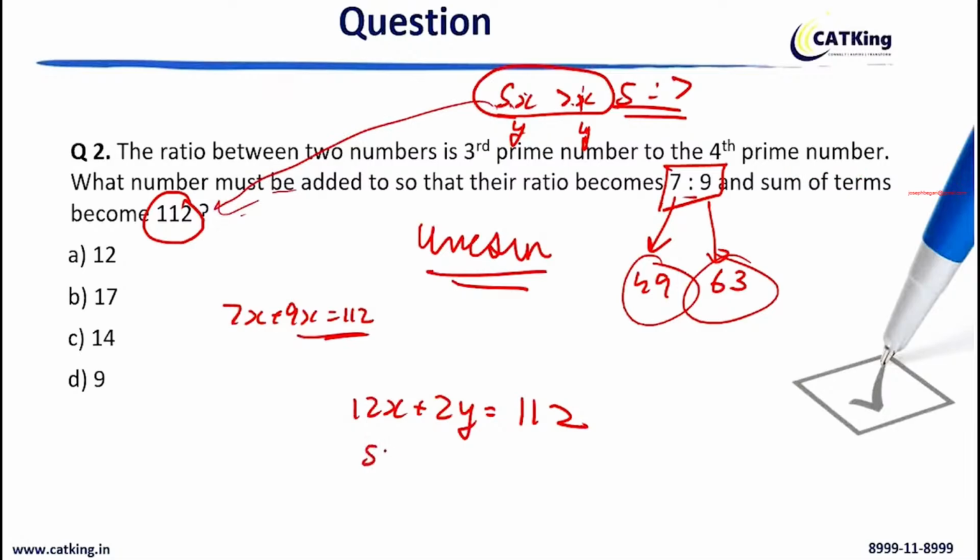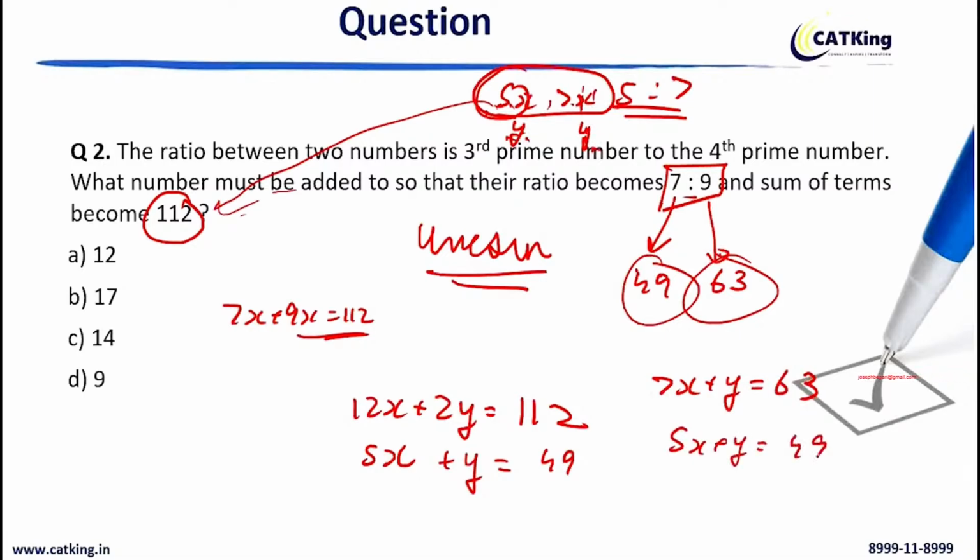Also, this is my 5x plus y equal to 49. Or, if you are unable to visualize this, I could have also said that 7x plus y equal to what? 63. 7x plus y equal to 63. And 5x plus y equal to 49. I could have said this, right? Very simple, very easy, right?